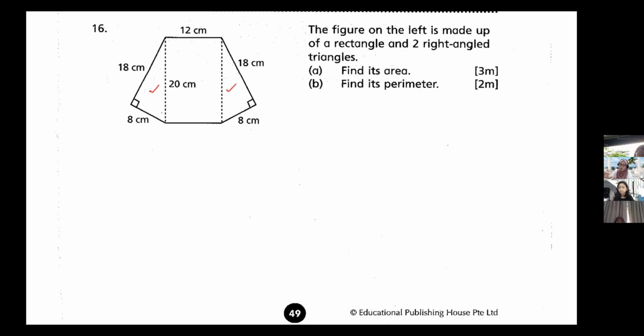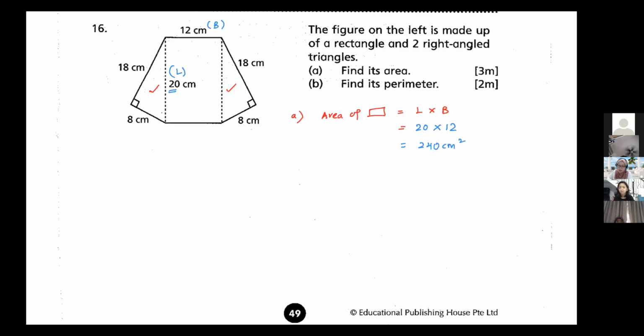So area, you know the formula for the area of a rectangle: I need to find my length times my breadth. Let's look at the rectangle. For the rectangle, the length is this 20, and my breadth is this 12. So it's easy. Just take 20 times 12. Remember you need to put in the units as centimeters squared. So it's 240 cm squared.